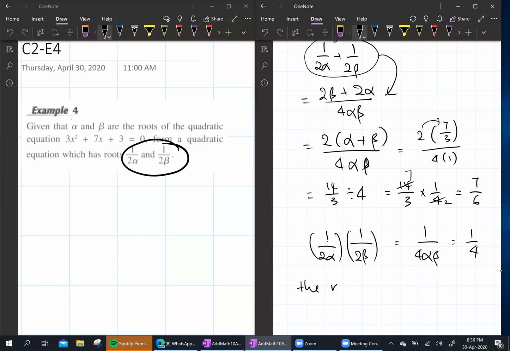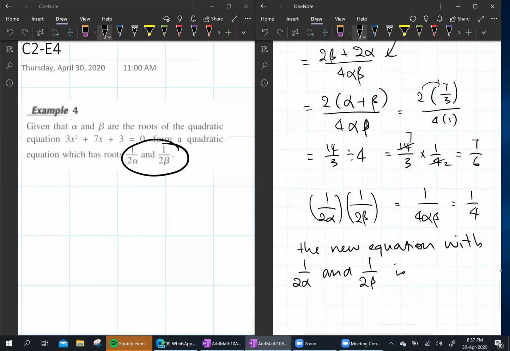Okay. So your equation with this as the roots, the new equation with 1 over 2 alpha and 1 over 2 beta is x squared plus 7 over 6 x plus 1 over 4 equals to 0.